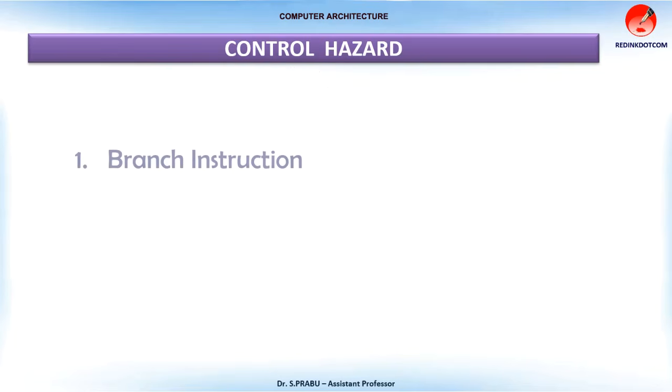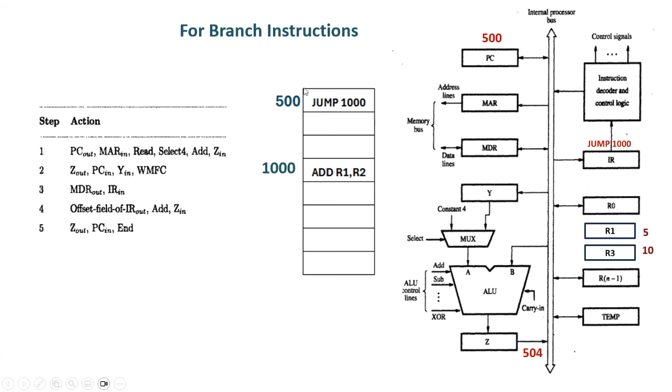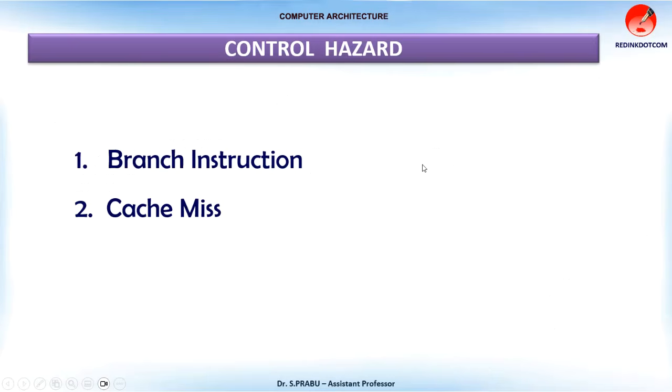It can happen either due to branch instructions or cache miss. We already know that for the execution of a branch instruction, during the fetching operation, your program counter is incremented to 504. But the actual next instruction is at 1000. In parallel, the next sequential instruction can be fetched. So in a branch instruction, there is a need for some delay. Such a situation is called control hazard.